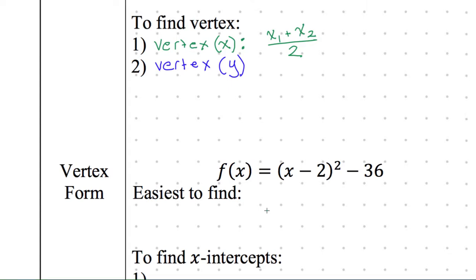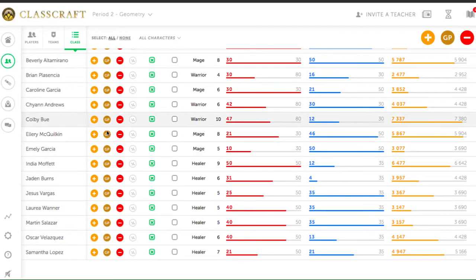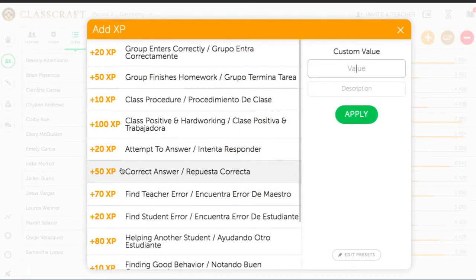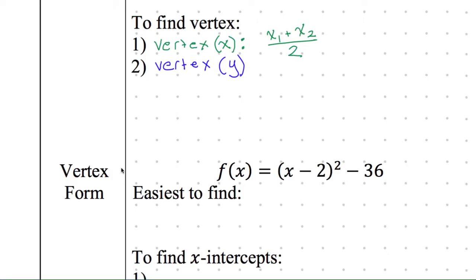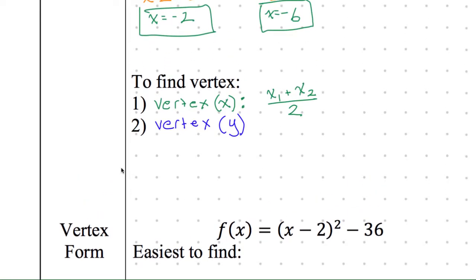Thank you, India. India's XP, India's marble. All right, so I'm going to take my two X-intercepts that I found up here, -2 and -6, plug those in. I need someone to plug them in and simplify. Who's good at plugging in and simplifying into a formula? Just one of us? Just Ellery? Is there another one? Oh, Ellery still has her card.